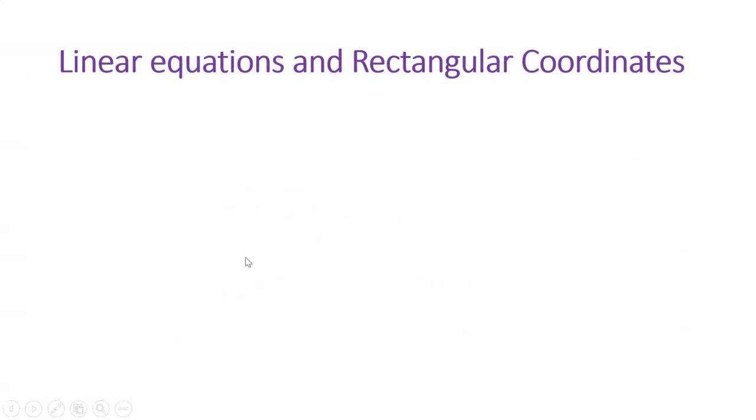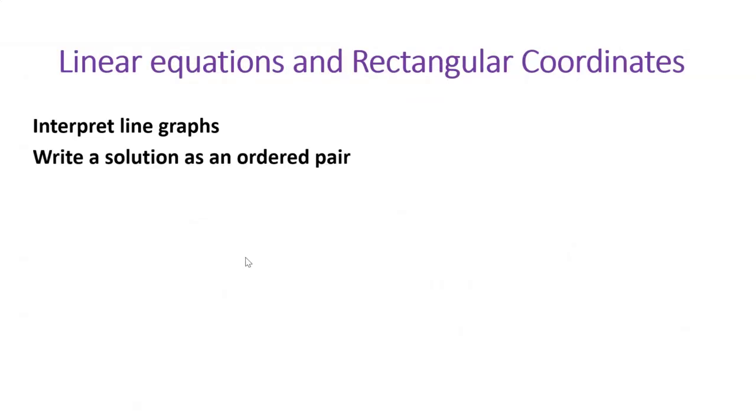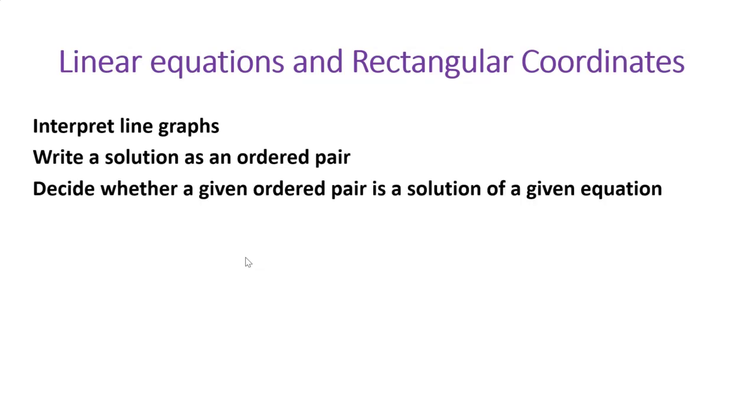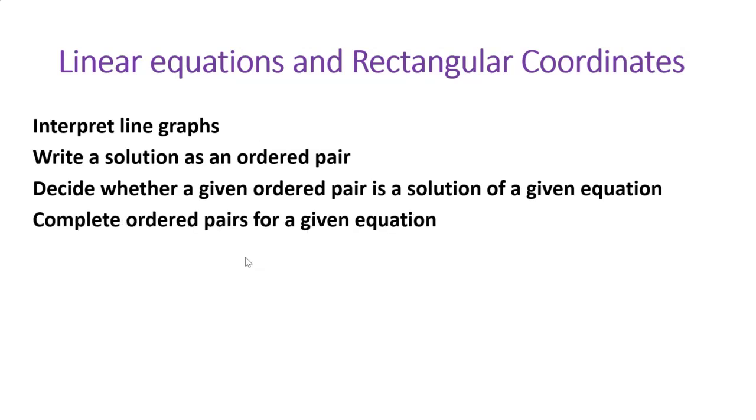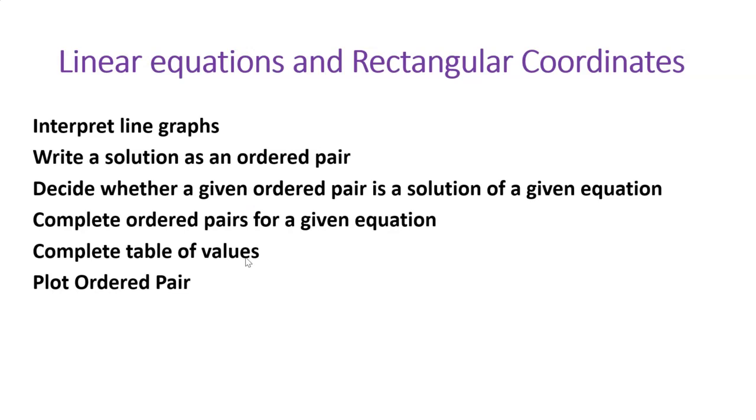In this lecture, we'll go over linear equations and the rectangular coordinates. We'll interpret the line graphs. We'll write a solution as an ordered pair. We'll decide whether a given ordered pair is a solution of a given equation. We'll complete the ordered pair for a given equation. We'll complete the table of values. And we'll plot the ordered pair. Let's get started.